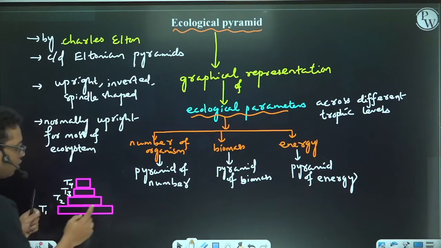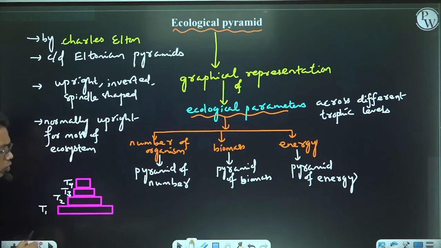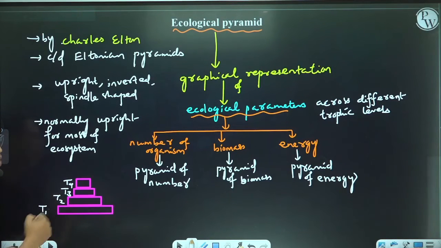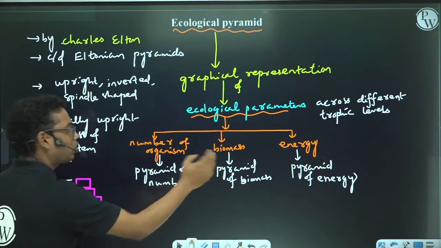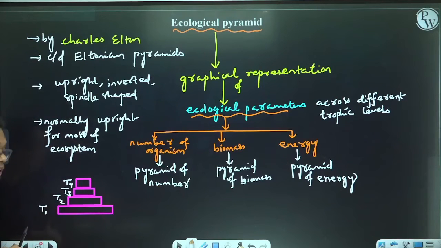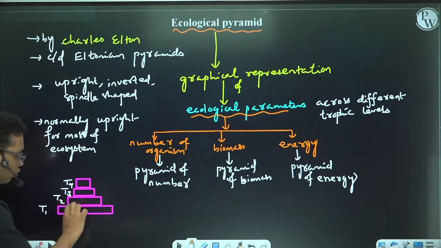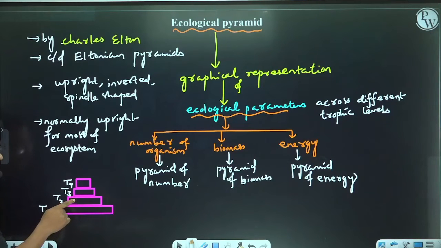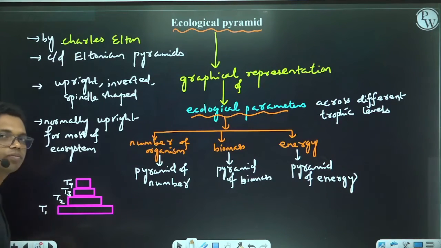And you can see that the width of the boxes is different. So what is this width going to signify? If the width is more, that means the parameter we're considering, whether number, biomass or energy, will be more in this trophic level. Because the width of the first trophic level is more, the quantity of the parameter will be more, and the width of the second trophic level is less. That is why I can say that as compared to the first trophic level, the parameter present at the second trophic level is less, like this.